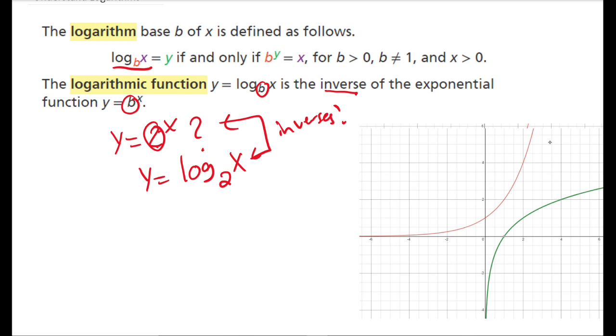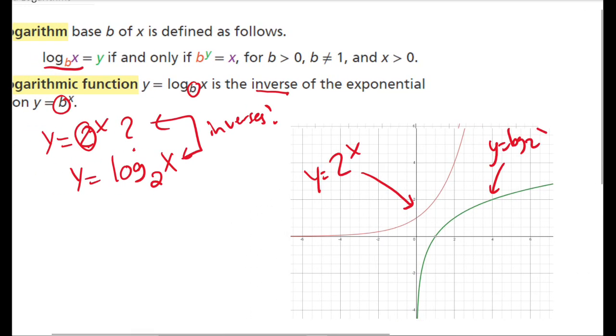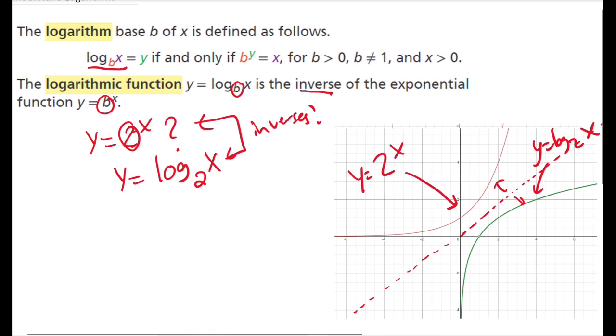Now notice that we have the graph of b to the x here, where b is a number. In this case, this is the graph of 2 to the x. And this one in green is the graph of log base 2 of x. Notice that they're inverses of each other, because as in the previous unit when we talked about inverses, they're a reflection about the line y equals x. And they're definitely mirror reflections about the line y equals x. So it makes sense that these two are inverse functions.